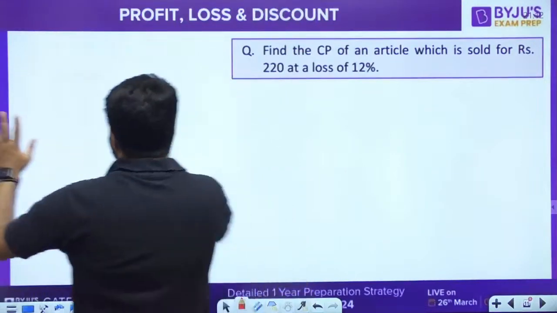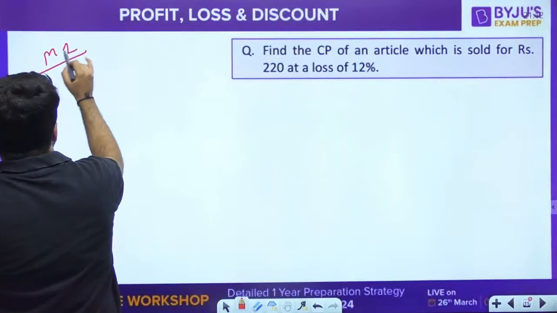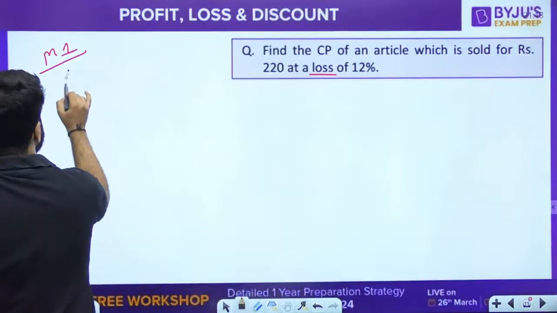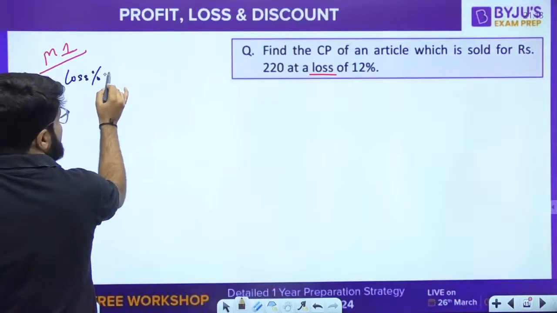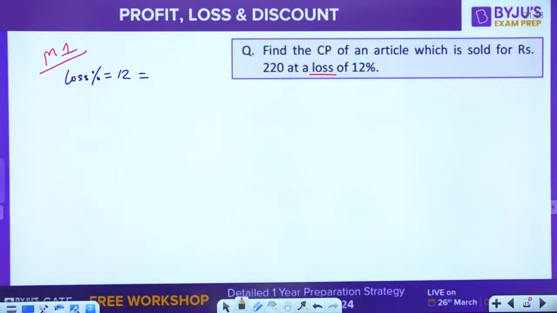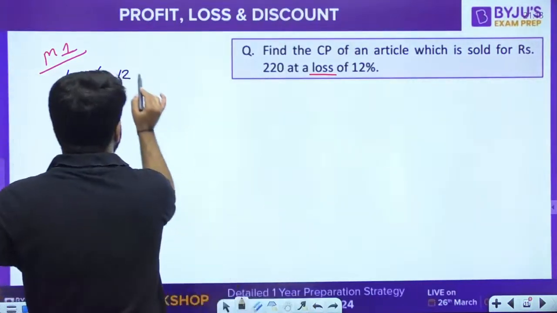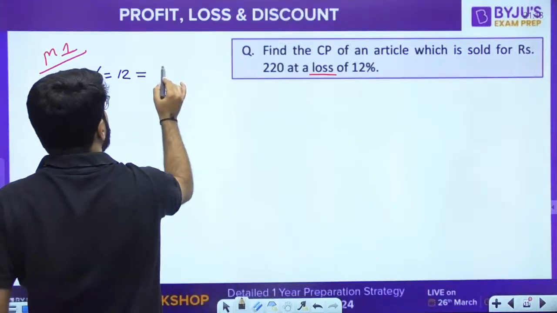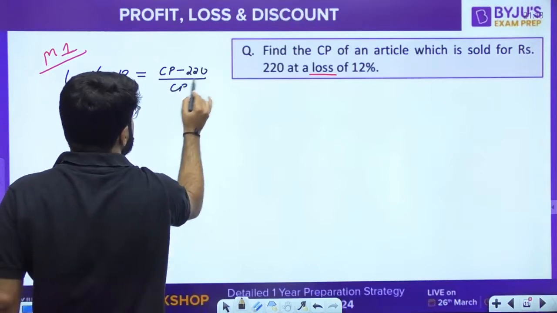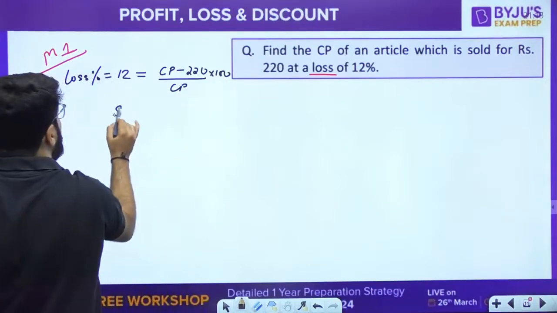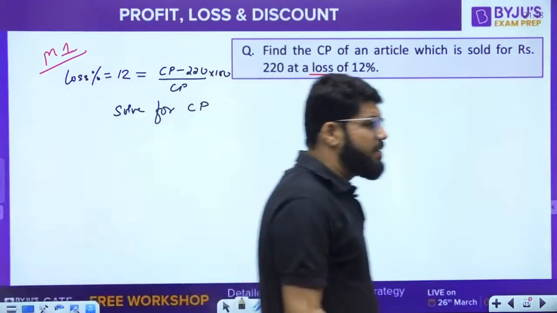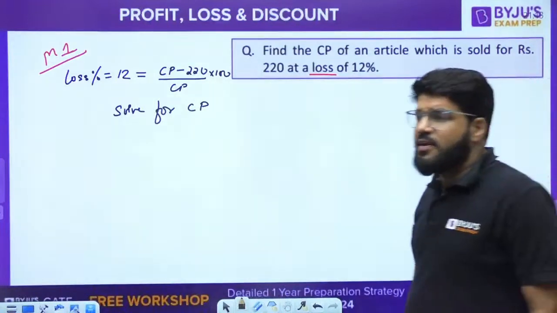Find the cost price. Now, one of the methods is the direct formula of this loss. Here it is with respect to loss. The loss percentage, which is given as 12, is given by loss, that is CP minus SP, SP is given, divided by CP into 100. Solve for CP. So one way is solving by equation.